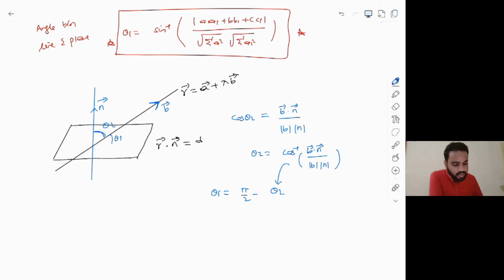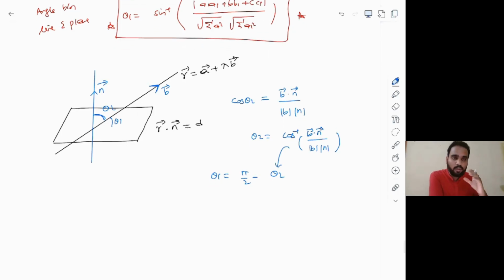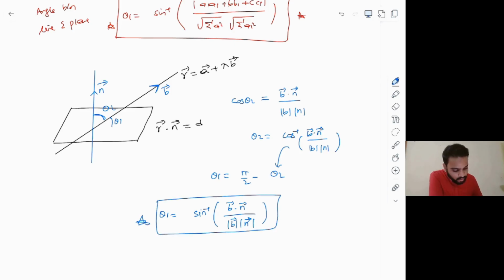If you take that theta 2 and substitute back here, again you get something like pi by 2 minus cos inverse of x. What is pi by 2 minus cos inverse x? Sin inverse x. So finally, we get the required formula. Theta 1 is equal to sin inverse of b bar dot n bar whole divided by modulus of b bar multiplied by modulus of n bar. So this is the formula to calculate the angle between a line and a given plane in terms of vectors. Okay, I hope it is clear.